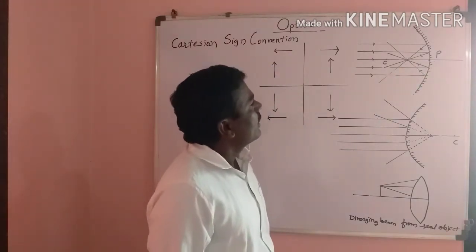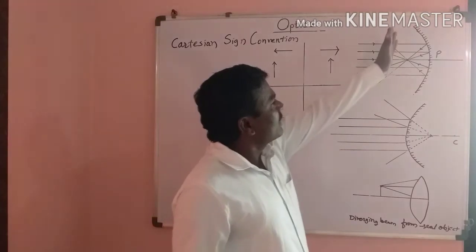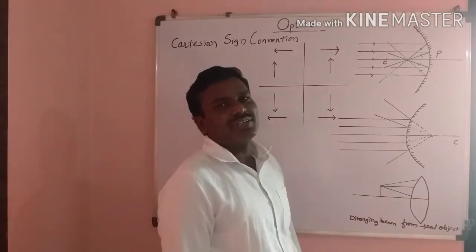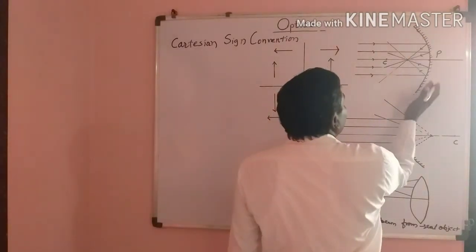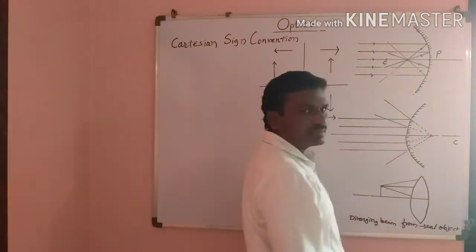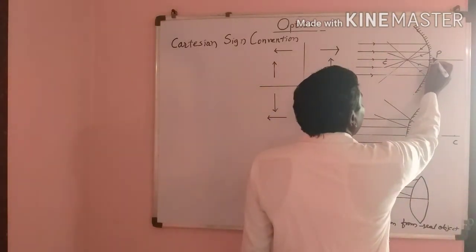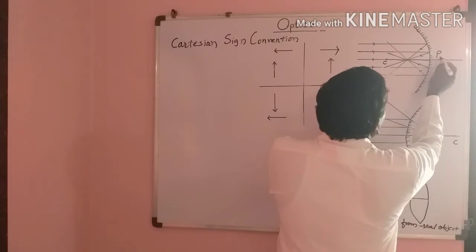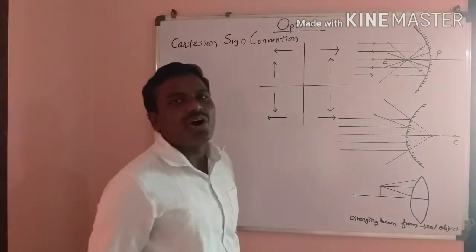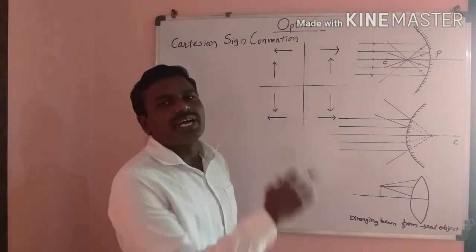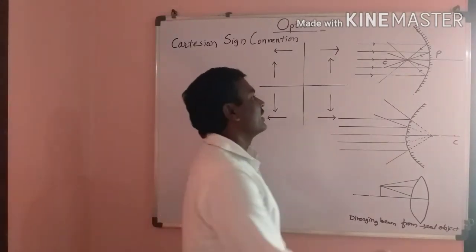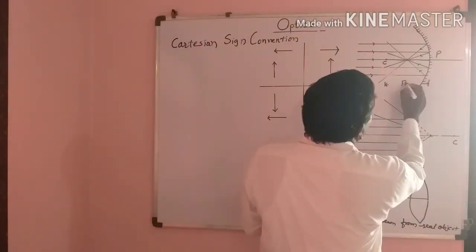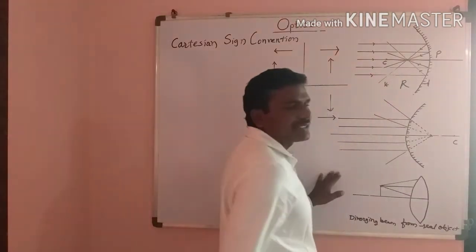When we consider this reflecting surface, which is part of a sphere, it has a center, and suppose this concave surface has a center C. The line joining the geometrical pole and the center of that spherical surface is called the radius of curvature of that spherical surface, and the radius of curvature is denoted by R.